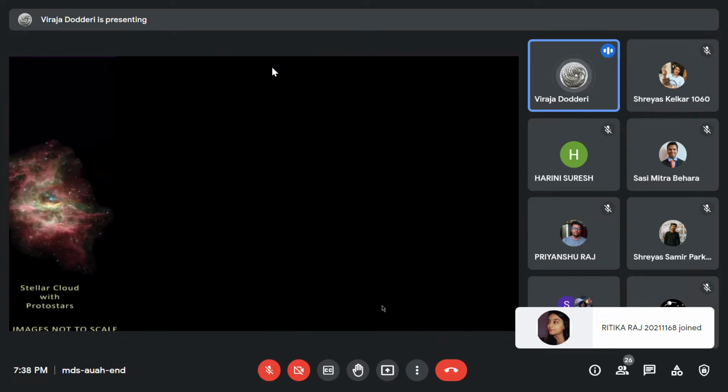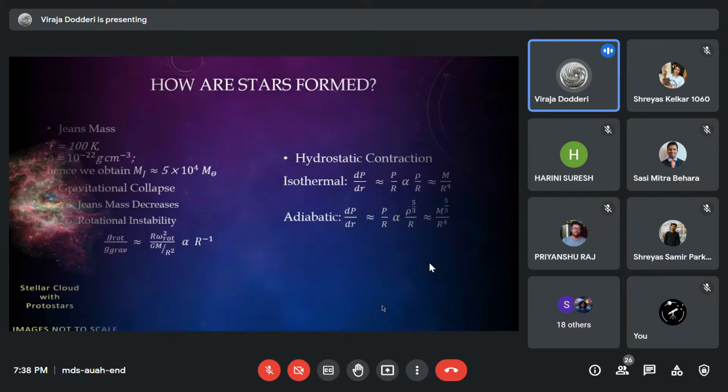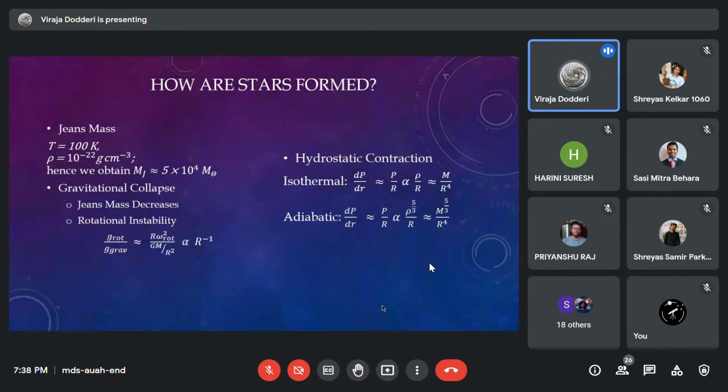So first we need to have, in space, gas clouds. So how do you know if the gas cloud can form into a star? The gas cloud should meet certain criteria. It should be in a certain situation.